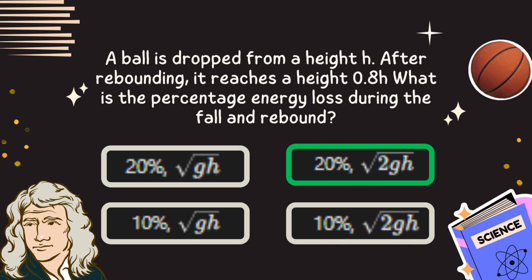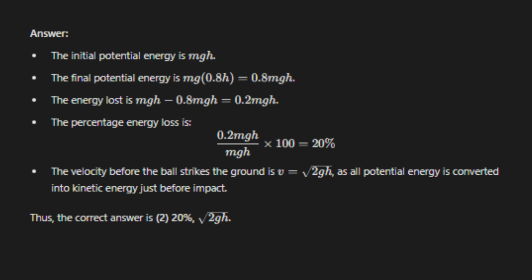Correct answer is 20%, square root of 2 gravity height. The problem involves two parts. 1. Percentage loss of total energy. 2. Velocity of the ball just before it strikes the ground.